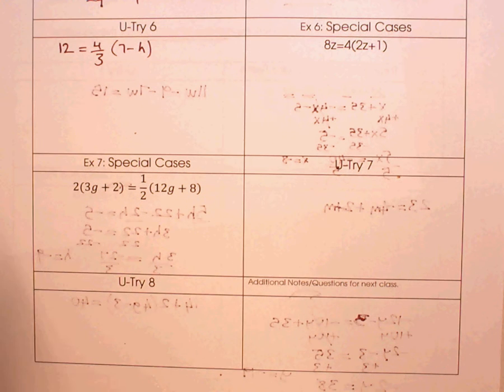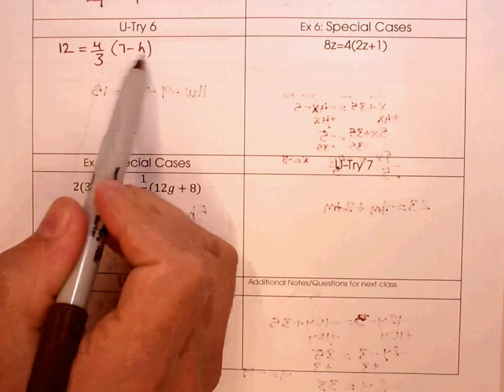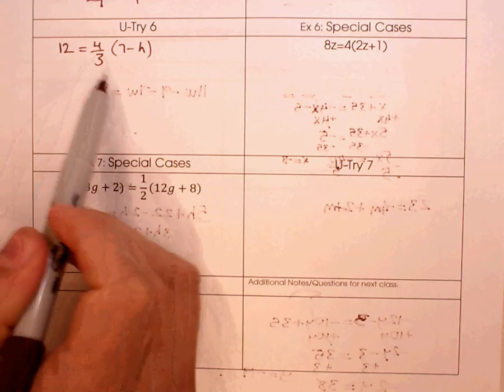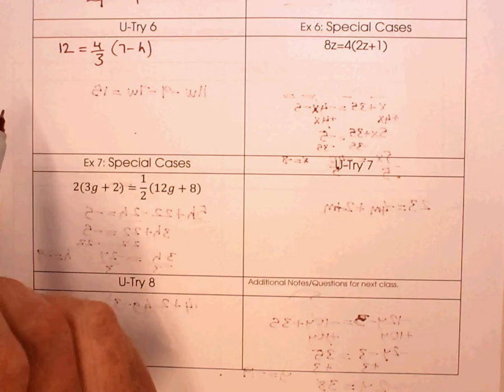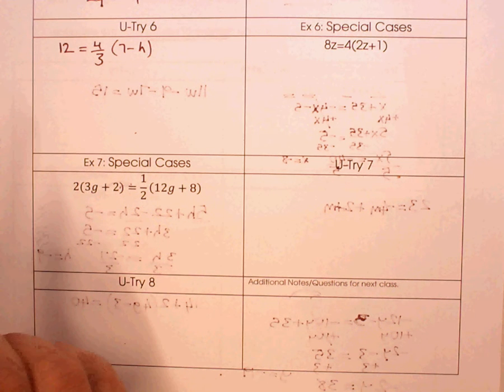Here's your try number 6. 12 is equal to 4 over 3 parentheses 7 minus h. Get rid of the fraction right away by using its reciprocal. Then you can check your work by substituting your answer back into the original equation.